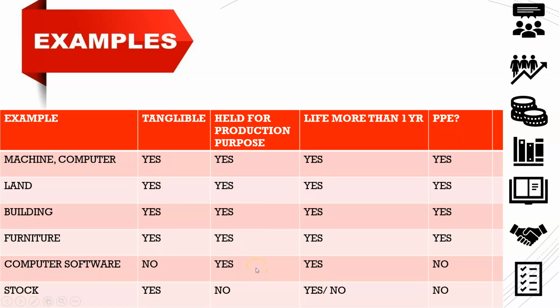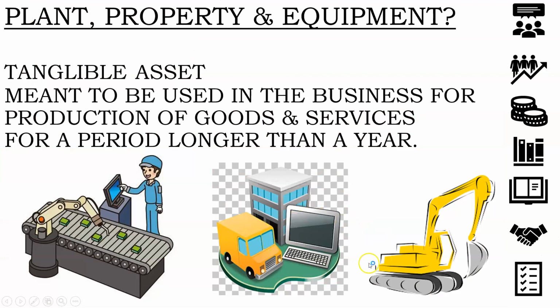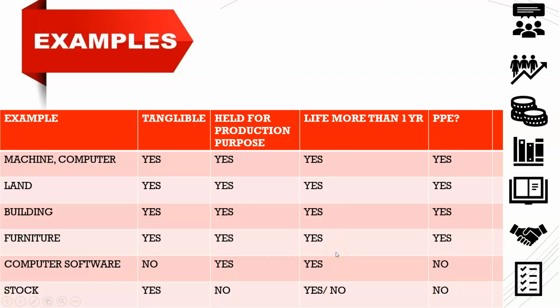Whatever software we have installed in our laptop to see the records of the company, whether it is performing well according to the previous year, so definitely it is held for the production purpose or for the purpose of business. Then life more than 1 year, yes. For example, Tally software or any other software, we pay charges for renewal. But yes, it has life more than 1 year.